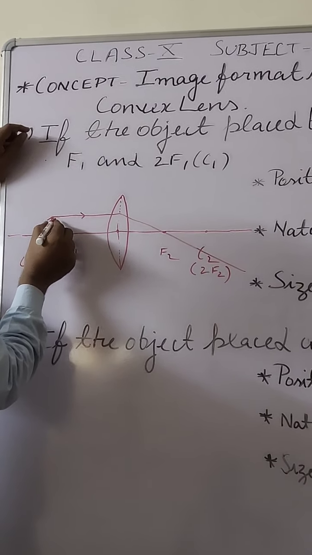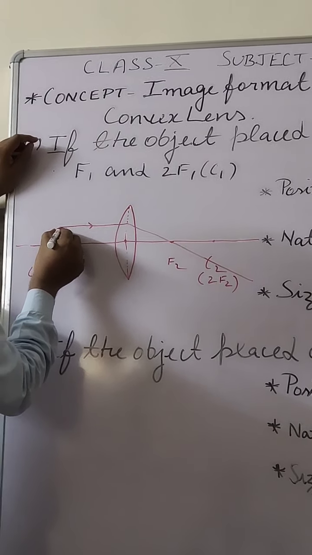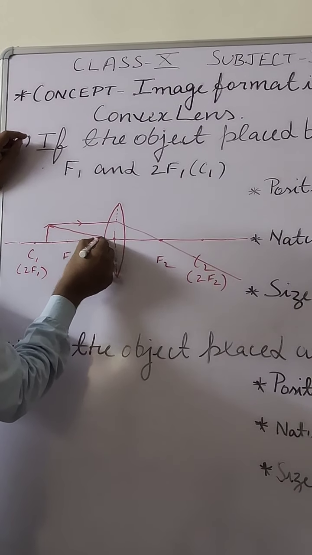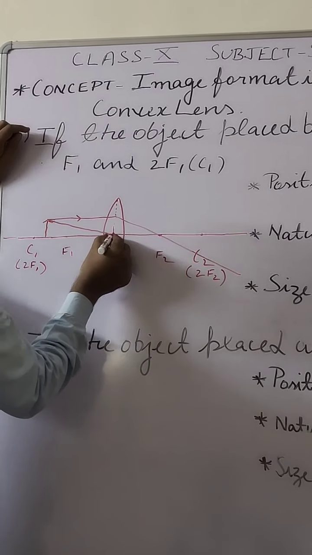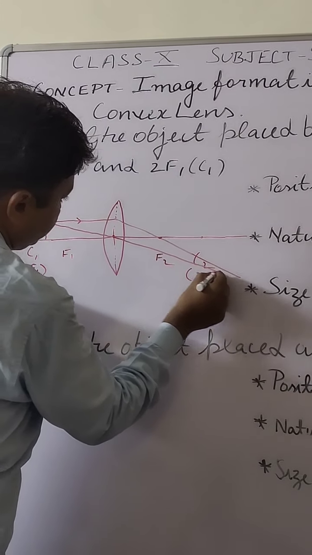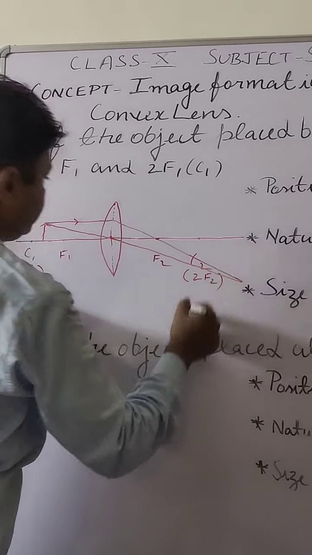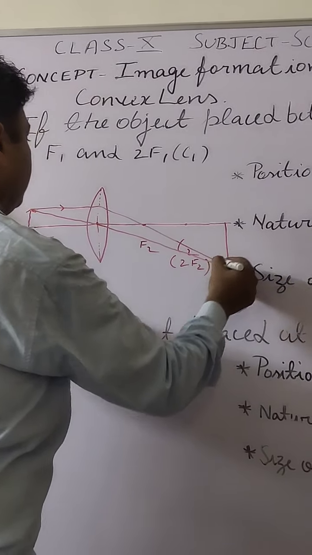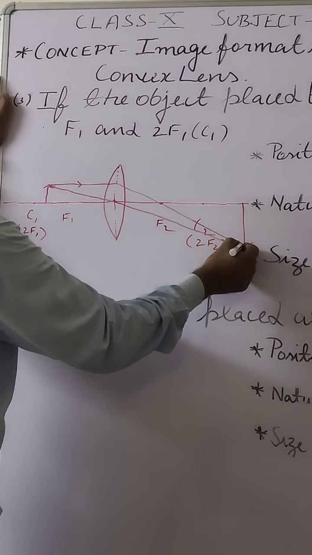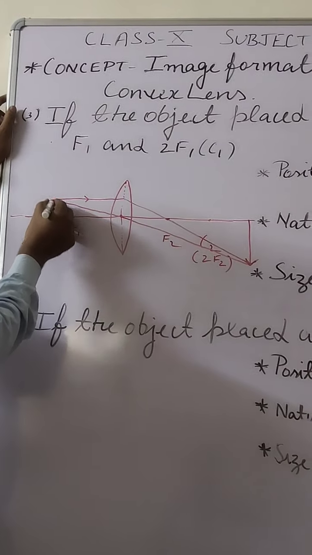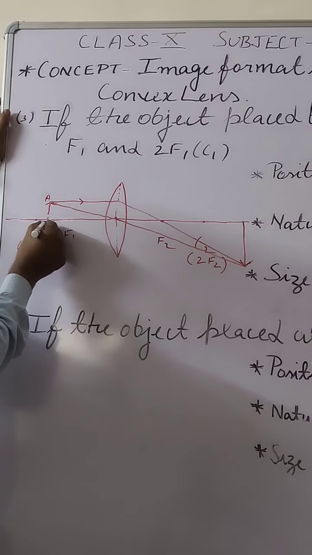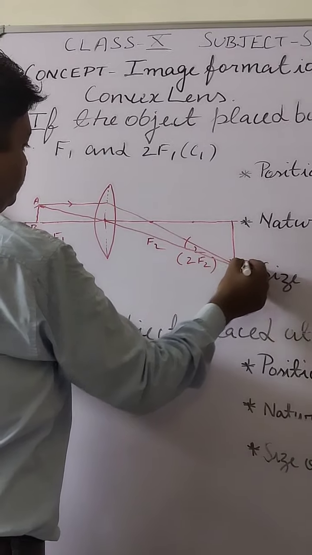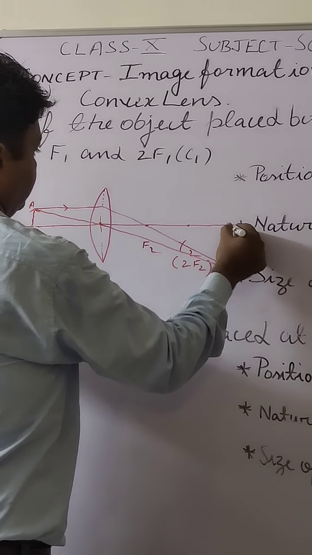Now again, according to the rule, we will draw the incident as well as refracted ray, and it will meet beyond 2F2. Student, here it will meet, and the image will be formed. Here the object you can show with the help of AB, it is the object, and the image you can show with the help of A dash B dash.